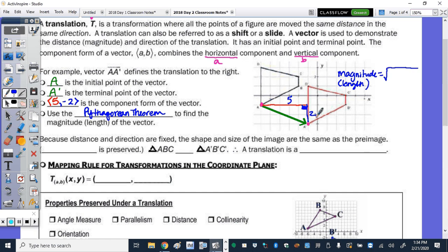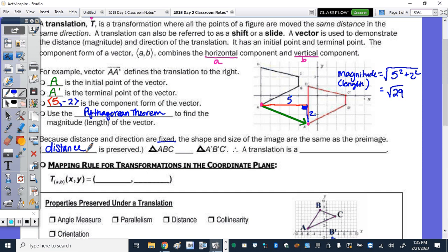We don't note the negative, only in the component form of the vector to note that we were going down. But when we count the boxes for length, it's a positive. So it's c equals the square root of a squared plus b squared. So 25 plus 4 is the square root of 29. Because distance and direction are fixed for every point, we move it the same distance in the same direction. The shape and size of the image are the same as the pre-image. So therefore, again, distance is preserved.